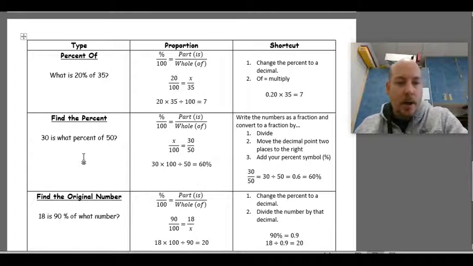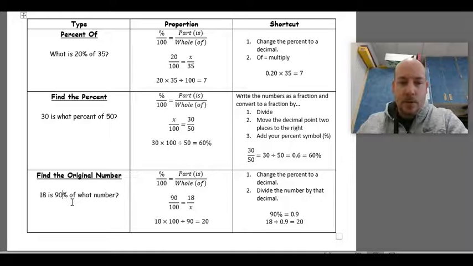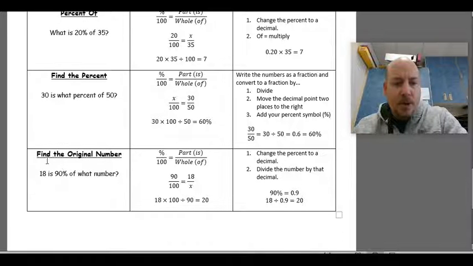So what we're going to be looking at here is just solving some different types of percent problems. So we're going to look at 3 different types. Problems where we have to find the percent of things, so something like what's 20% of 35. Okay, problems where we have to find the percent, so like 30 is what percent of 50, and find the original number, so something like 18 is 90% of what number. Okay, the third one's probably the least common one you'll run across, but occasionally you'll see it.